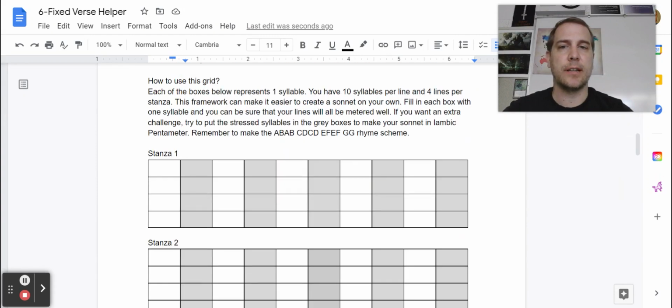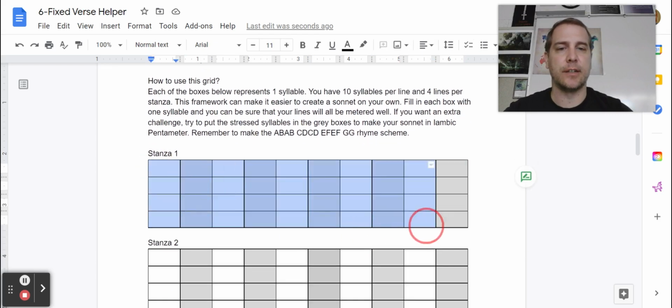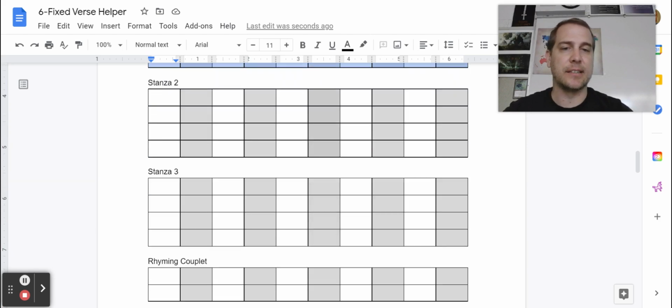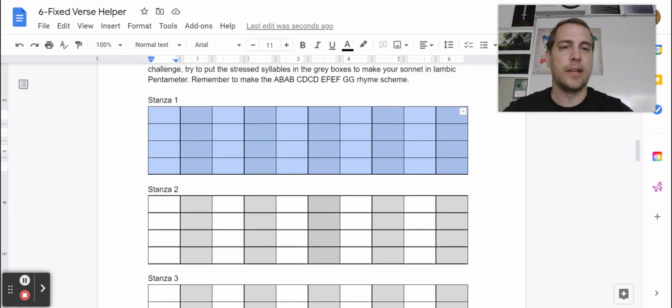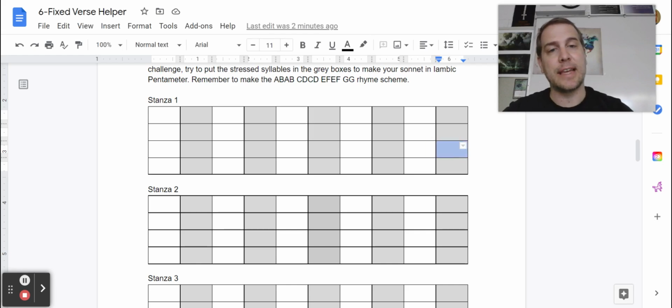And so for the sonnet, we have this little grid here, and each of these boxes represents 1 syllable, right? And so this is our first stanza of 4 lines. Each line is 10 syllables. Second stanza, third stanza, fourth. And so your goal would be to make sure that you have 10 syllables per line, and at the end of the words rhyme in an A, B, A, B, C, D, C, D, E, F, E, F, G, G rhyme scheme, right?